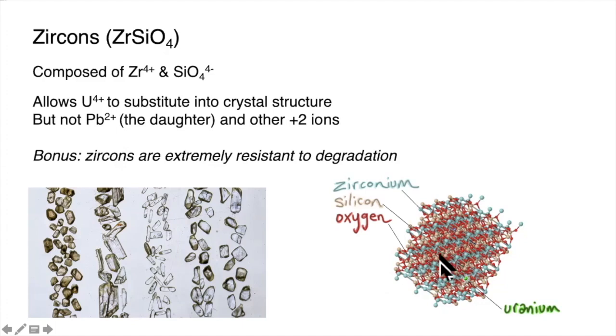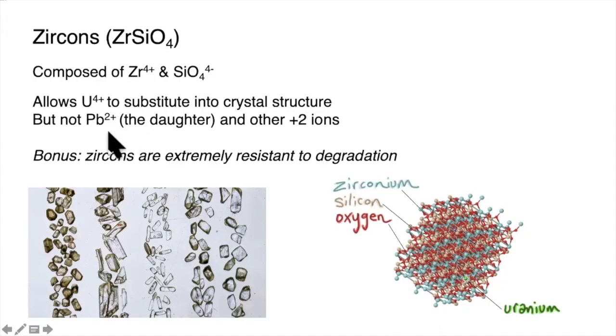You can see zirconium atoms in this blue-gray color, oxygen in red, and silicon in yellow. And here is a green uranium atom that sort of just fits right into this crystal structure. So the amount of uranium that's in zircons is typically very low, probably on the order of 1% or less. So it doesn't really impact the bulk mineral properties of zircons.